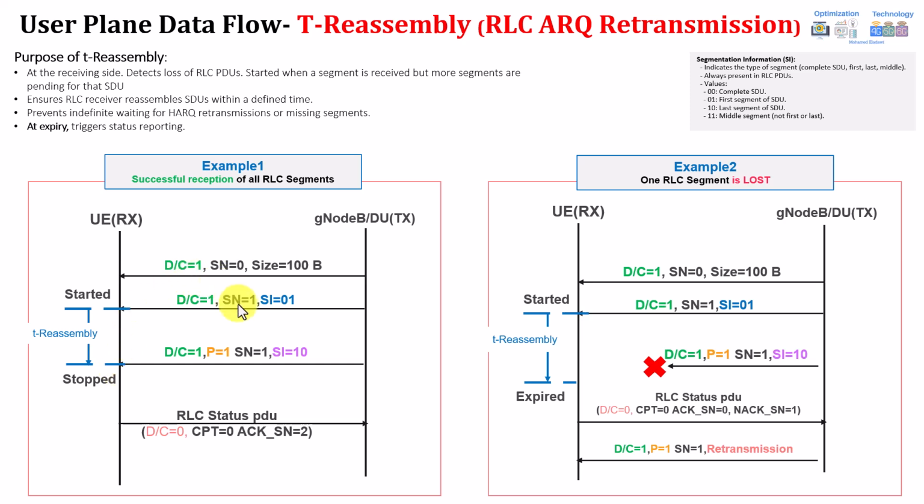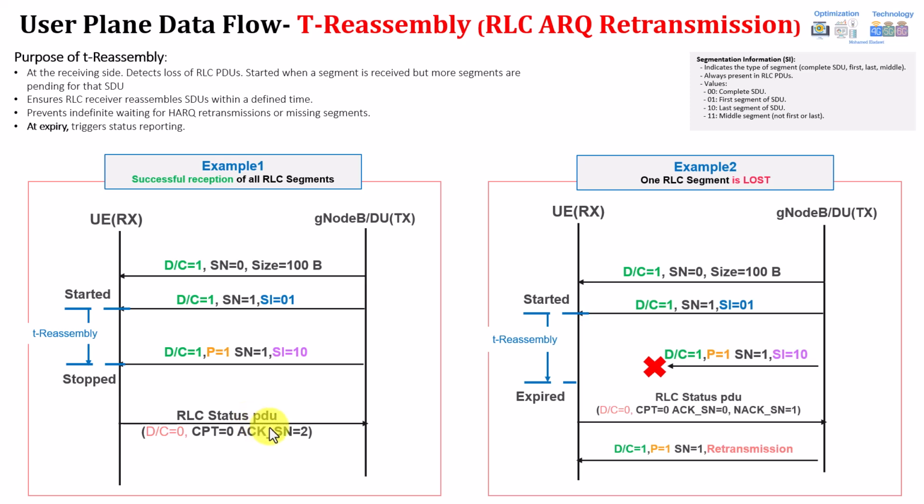So if all the segments are received within the timer, there is no problem. It will stop the timer once it receives this one. Then, since the poll flag is 1, it will send the feedback acknowledgement with sequence number 2, meaning: I received 0 and 1 completely, now I'm waiting for the next one, which is 2. So here again, the transmitter requested the receiver to send the status report.